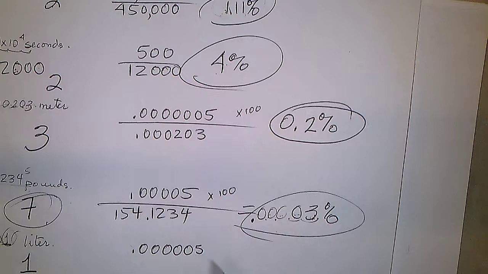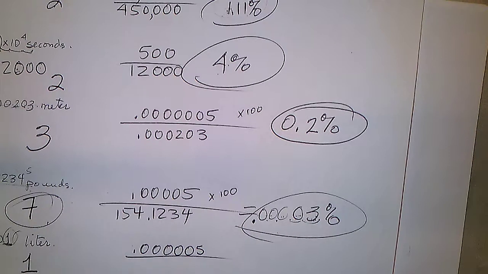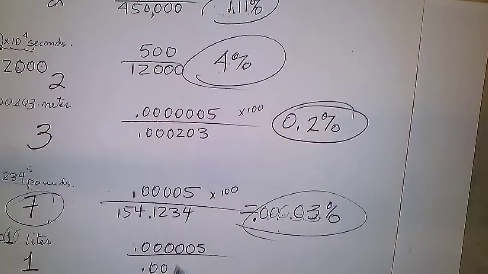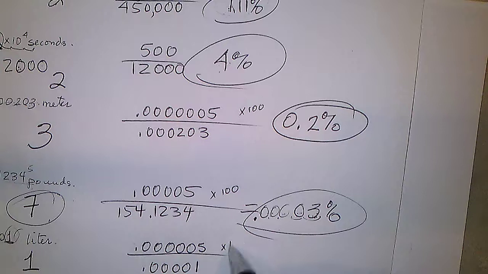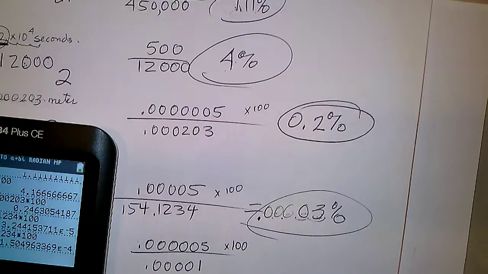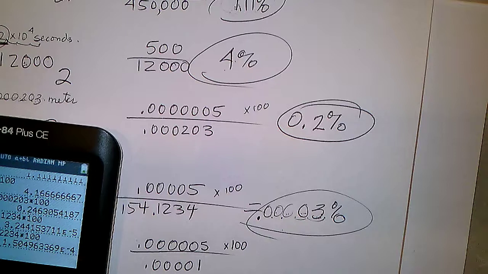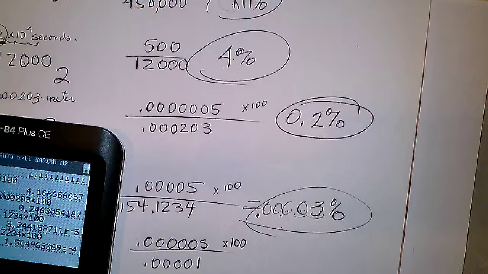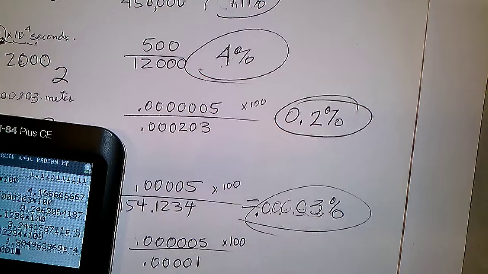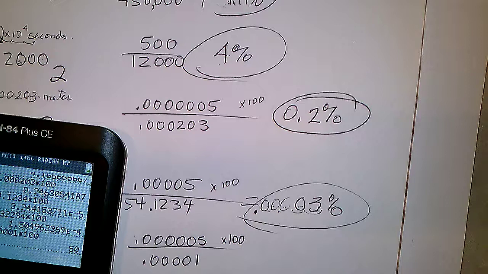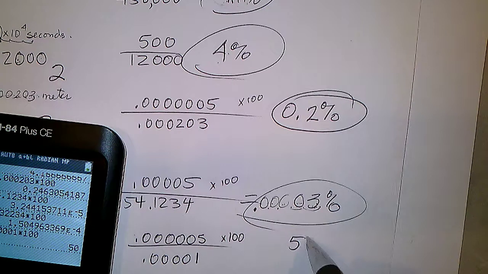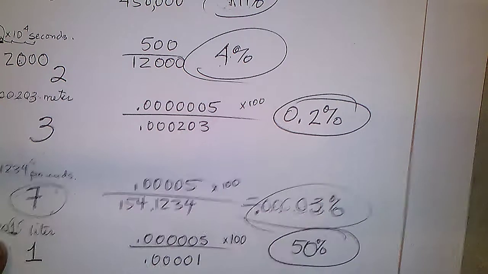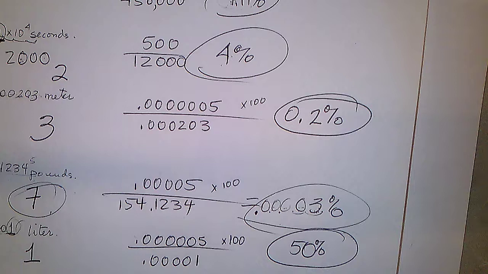0.00000, and then the number, half of the next one, plus or minus 5, divided by the original number, 0.00001, times 100 to get it to be a percent. And we have 0.000005 divided by 0.00001 times 100, and we get 50% error. If you only got one digit, you got a lot of percent error in your precision.